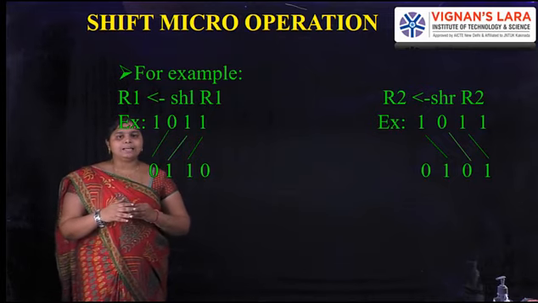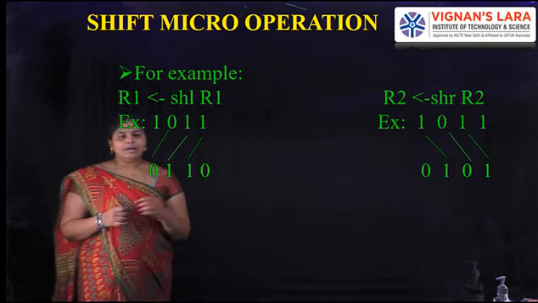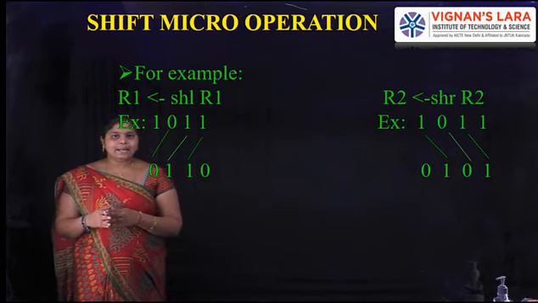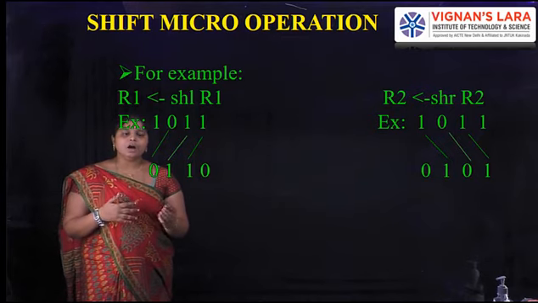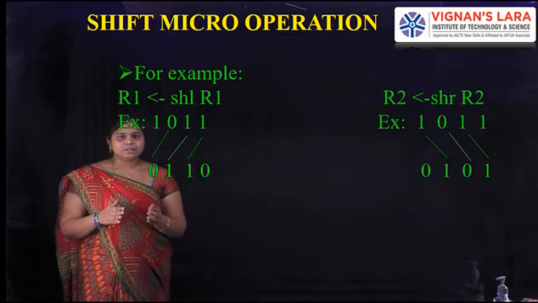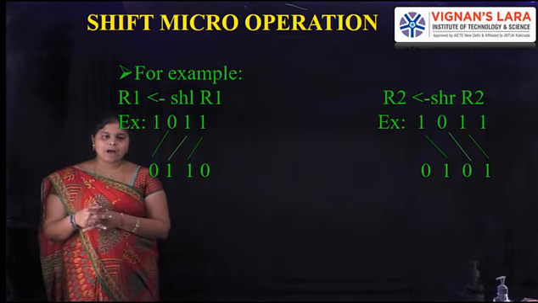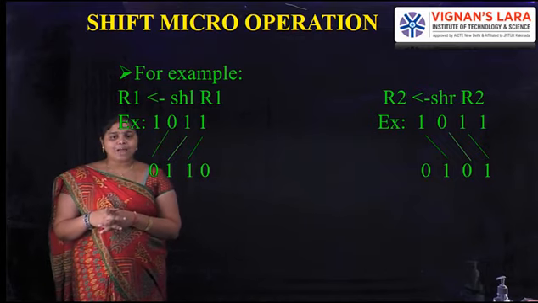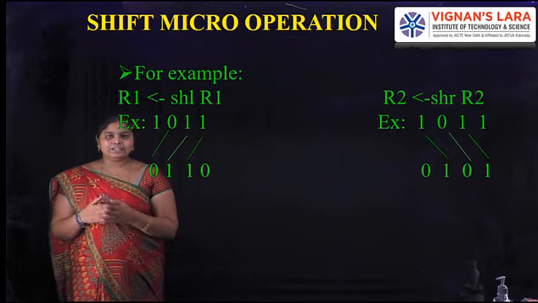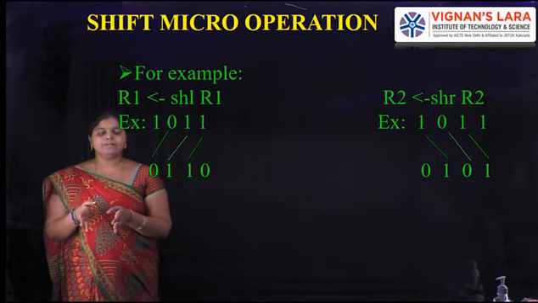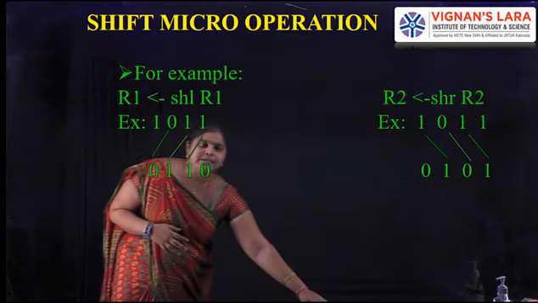Here we take the example of both shift left and shift right. R2 has some content. The data is shifted right from R1 and transferred to the R2. Shift left uses the R1 register and shift right uses the R2 register. For example, we take 1011. The data is transferred from R1 to R1.